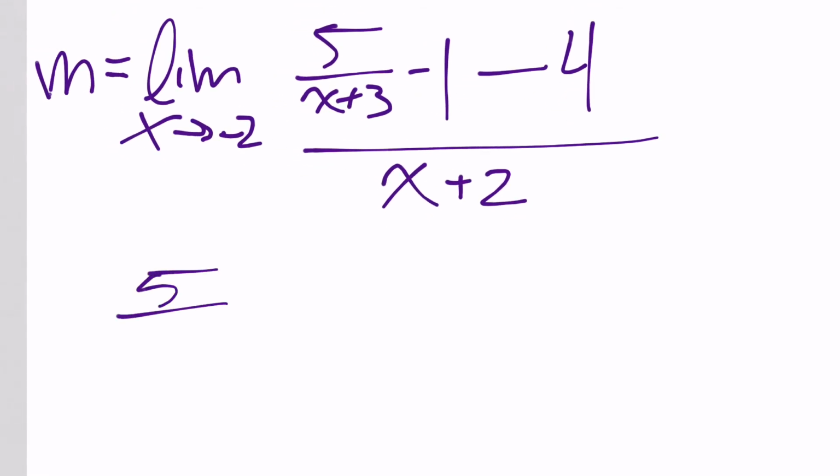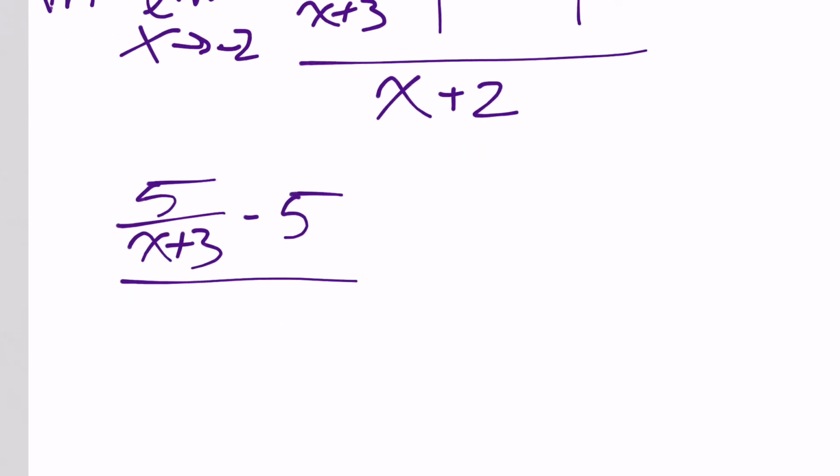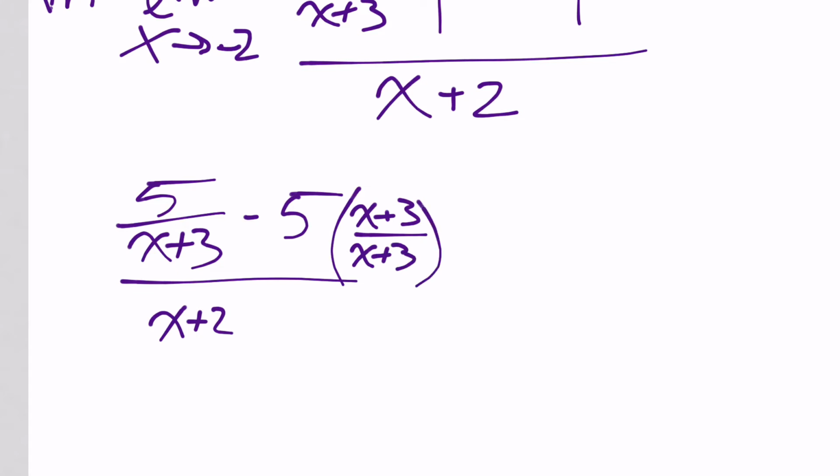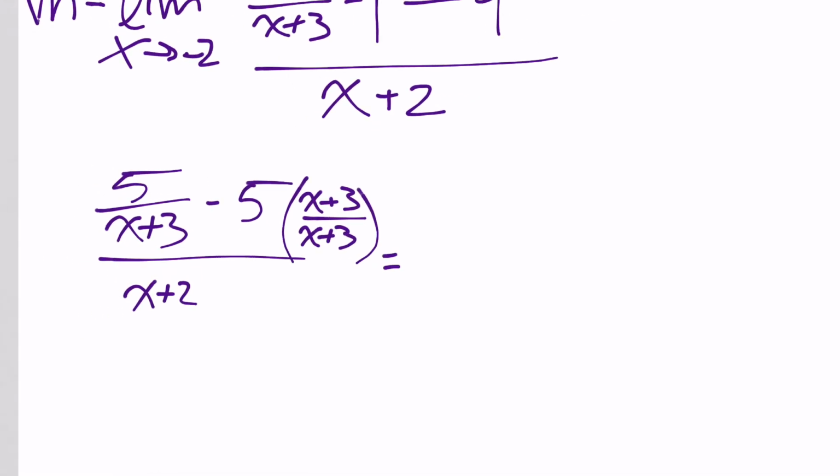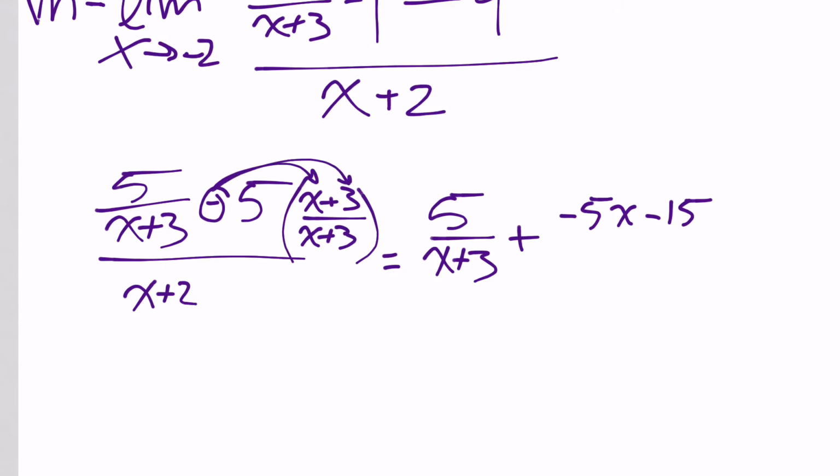So we have 5 over x plus 3 minus 1 minus 4, which is minus 5, divided by x plus 2. Need to get a common denominator, so I need to multiply by x plus 3 over x plus 3 right there. Okay, let's simplify things. What do we get? Well, we're going to get a 5 over x plus 3. Instead of writing a minus 5, I'm going to say plus, and I'm going to distribute in that -5 to both terms. So -5 times x is a -5x. -5 times 3 is a -15. Don't forget, you have to distribute that negative to both of those terms in the parentheses.